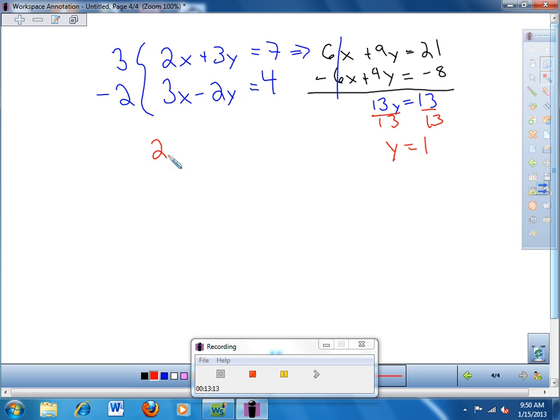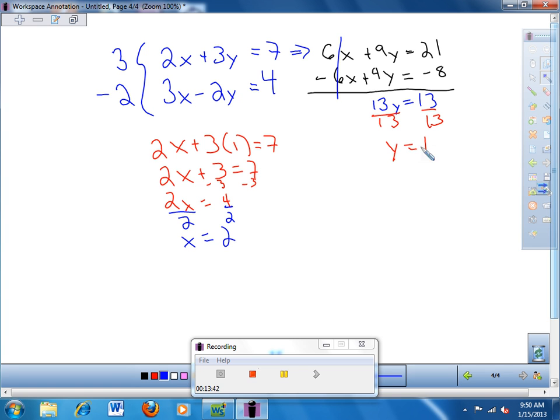And then I take that and plug it into either one of my two equations. So let's plug it into the top one. 2x plus 3 times 1 equals 7. And so 2x plus 3 equals 7. So 2x, subtract 3, right? Subtract 3. 2x equals 4. So divide by 2. X equals 2. So now I know x is 2 and y is 1, and that's my ordered pair.